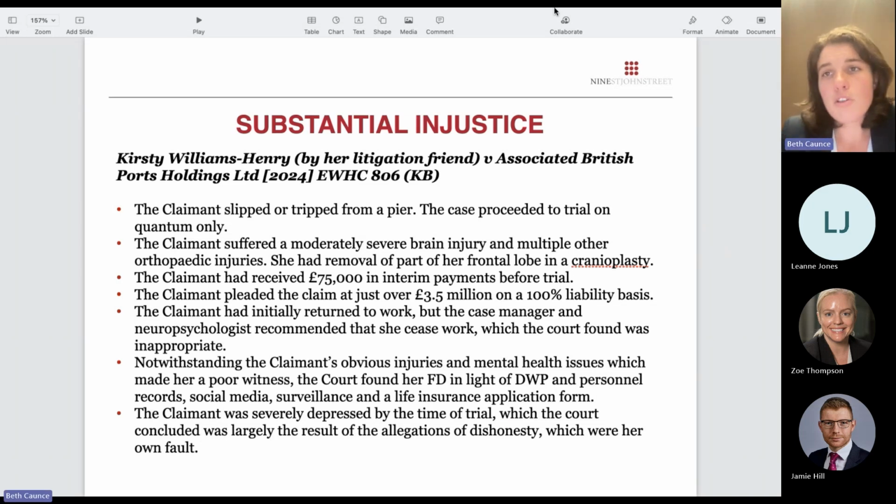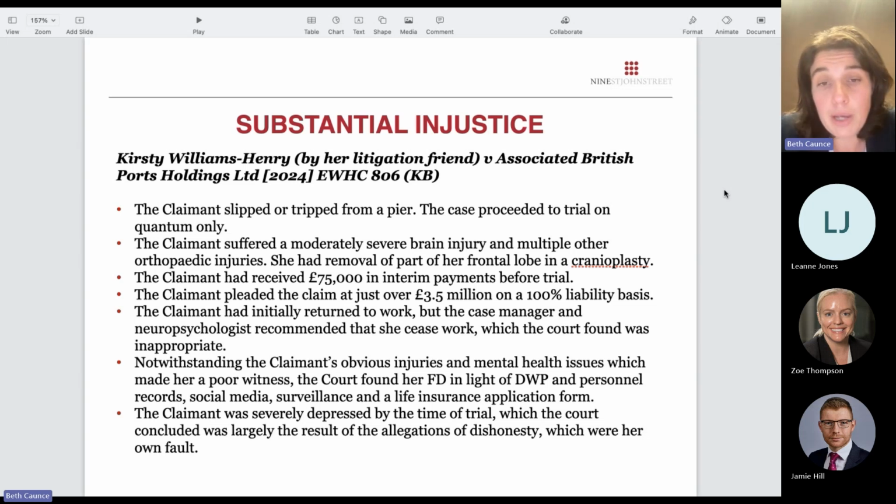The next case in terms of substantial injustice is Kirsty Williams-Henry. She fell from a pier. Liability was resolved. There was a split liability decision, and the case proceeded to trial on the issue of quantum. It was clear that she'd had a moderately severe brain injury and multiple orthopaedic injuries. She'd received some interim payments. The claim was pleaded at over £3.5 million on a 100% liability basis.